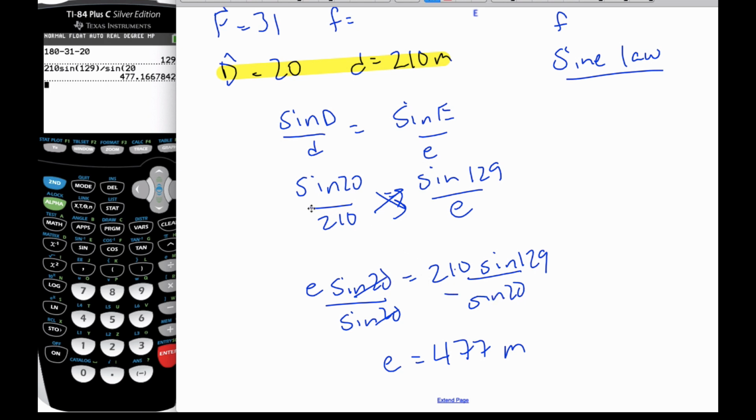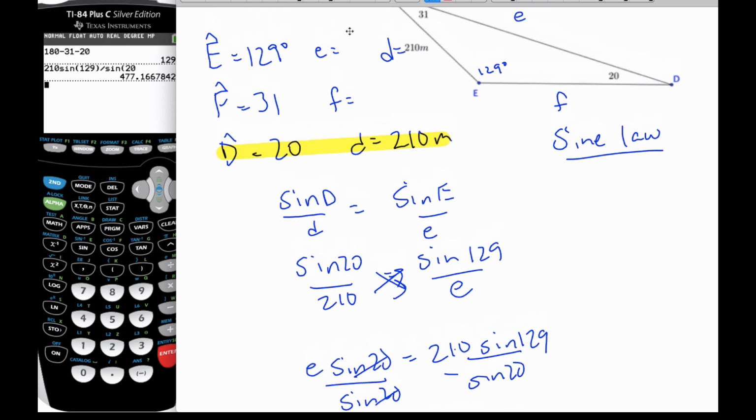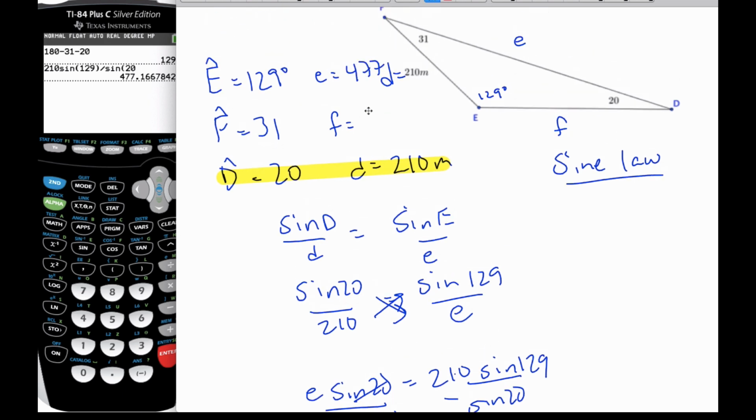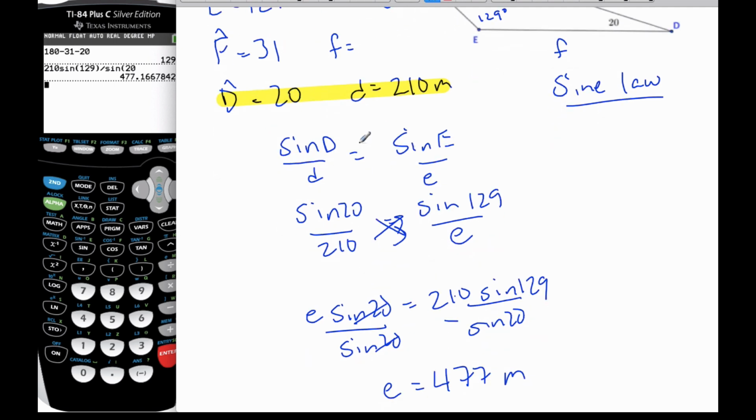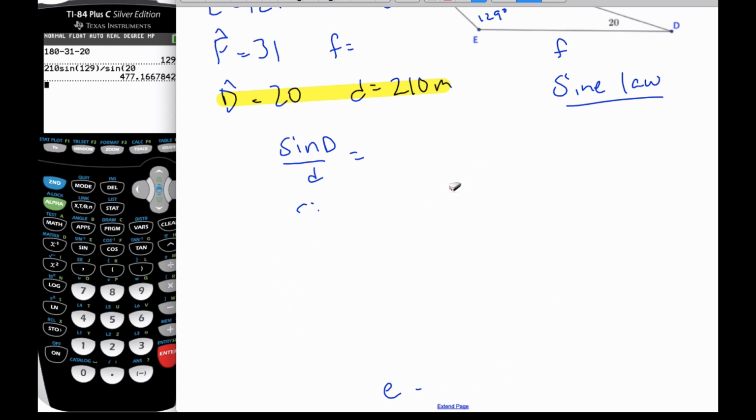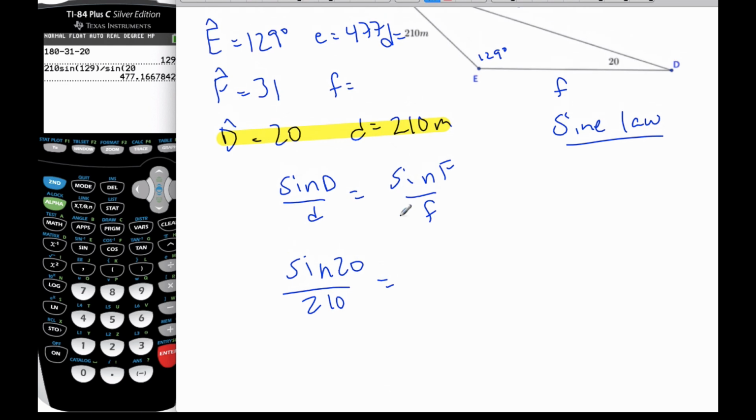Now I know I get 477. Then I have to find F, because I have to solve the whole triangle. I'm going to do a similar scenario. Sine d over d is equal to sine f over f as well. So I know it's sine 20 over 210 equals, well, the f angle is 31, over little f.